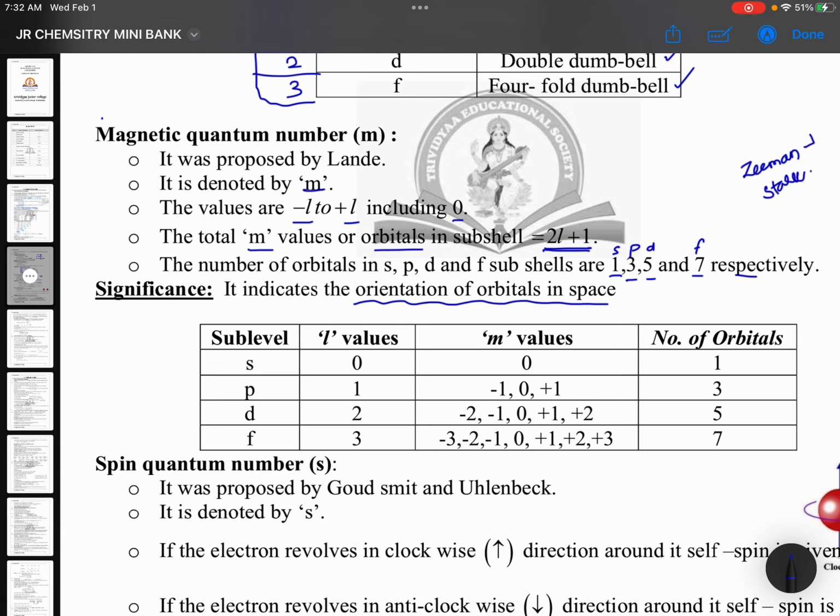Zeeman effect is splitting of spectral lines in a magnetic field. Stark effect is splitting of spectral lines in an electric field. Splitting of spectral lines in a magnetic field is the Zeeman effect; in an electric field is the Stark effect.